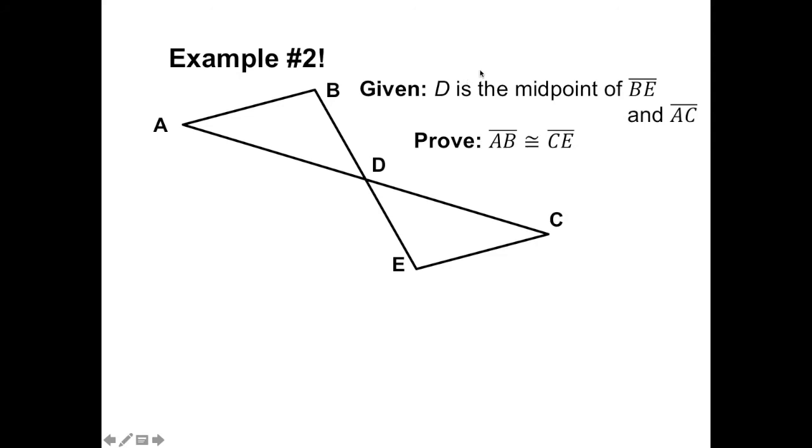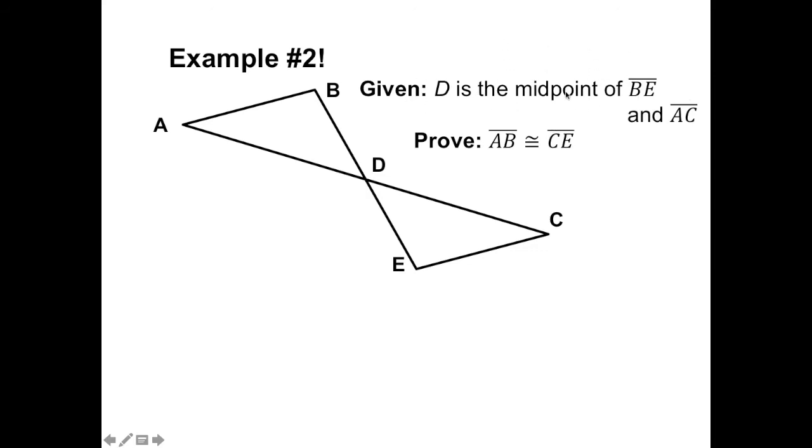Anywho, what's given to us here: D is the midpoint of BE and AC. So D is the midpoint of two segments, the midpoint of segment BE and the midpoint of segment AC. Okay, yes, very nice. So step one is, can we mark anything up? Does the given actually allow us to mark anything up?